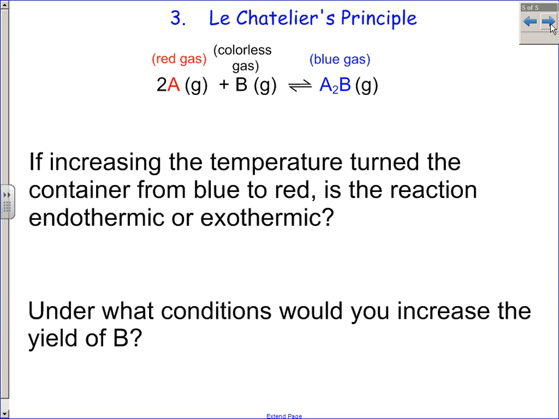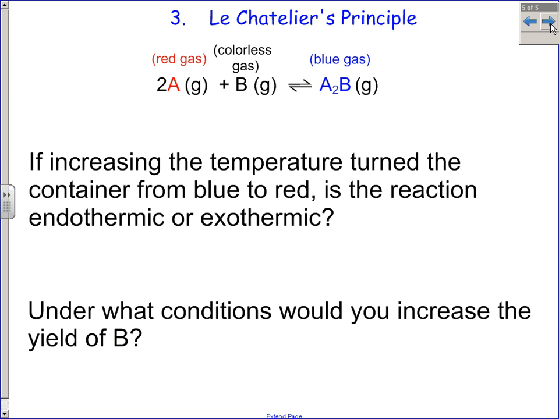So this is a nice one to look at what's happening with equilibrium situations because we can tie it to a color change. So if increasing the temperature turned the container from blue to red, is the reaction endo or exothermic? Remember, increasing temperature favors the endothermic direction. So either the forward or the reverse here is going to be an endothermic direction. And notice it says it changes from blue to red.